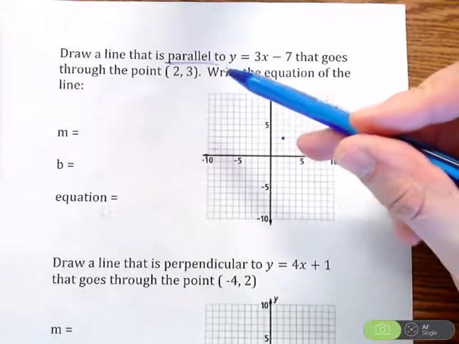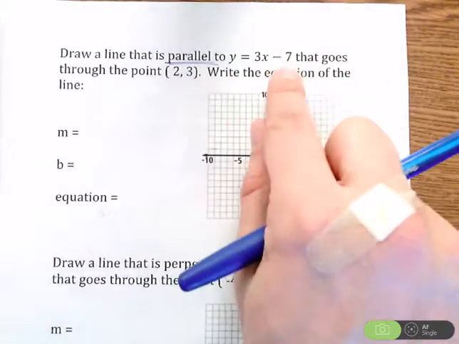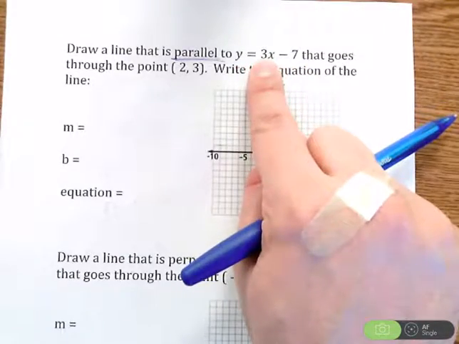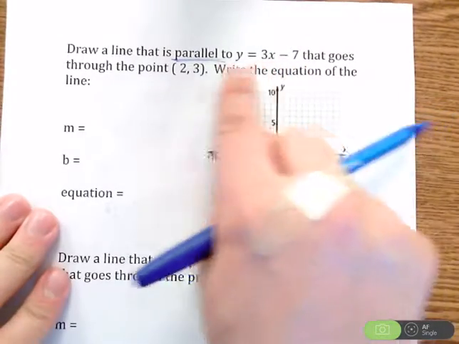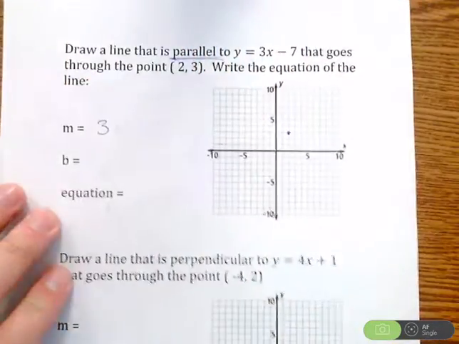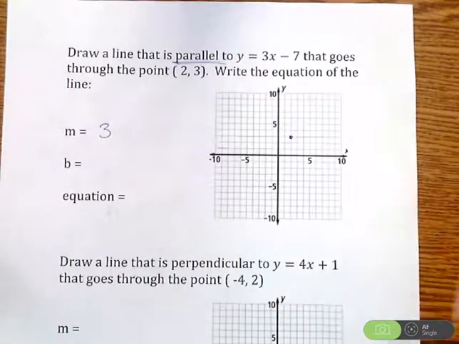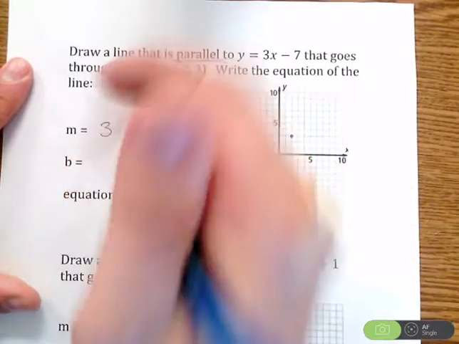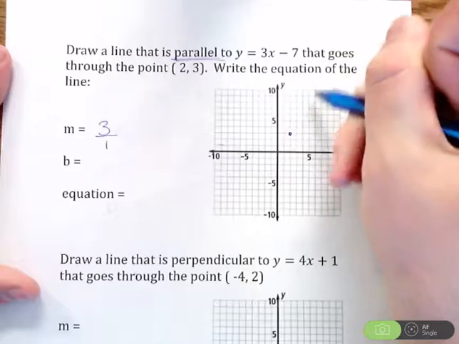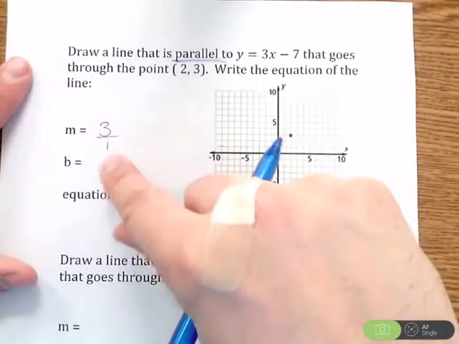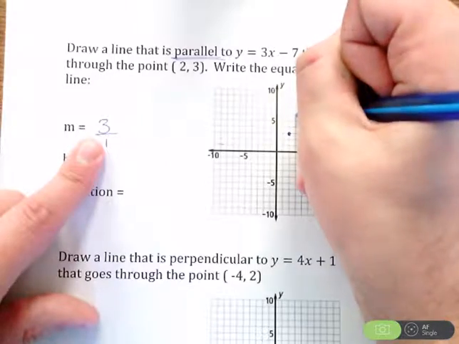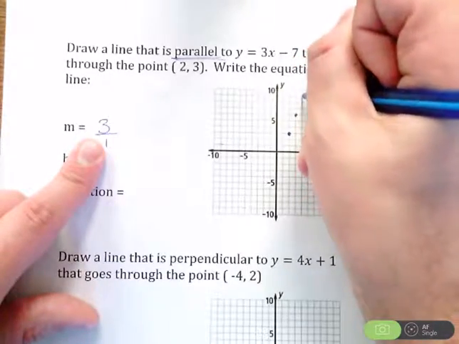But parallel, again, that means they have the same slope. So my original line, the slope of this is 3, the number in front of x. So if I want something parallel to this, I want the same slope, which is also 3. So I have a point here, and I have a slope, 3 or 3 over 1. Why don't I go ahead and graph the rest of my line, and then I can come back and finish these questions. So I need to go up 3, 1, 2, 3 over 1, 1, 2, 3 over 1.